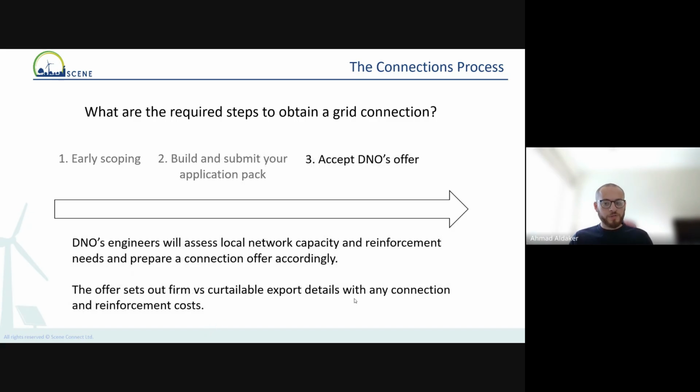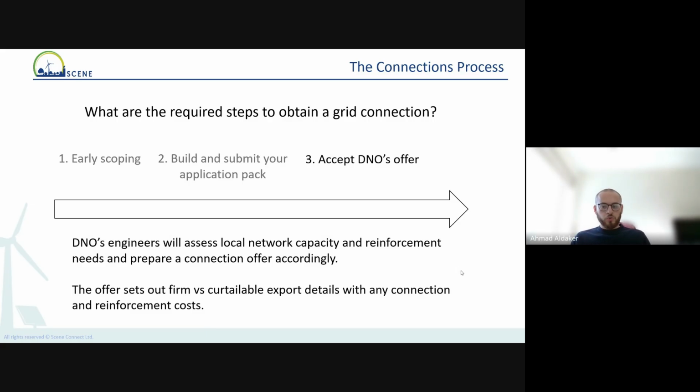After submission, the DNO's engineers will assess your network capacity, the fault levels, and whether you require any reinforcement, and then they will prepare a connection offer. This offer will include details of firm versus non-firm or curtailable exports, as well as what the connection and reinforcement costs are, what your position in the queue is, and a rough connection window.